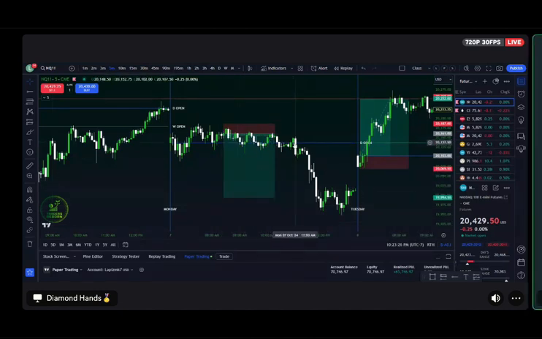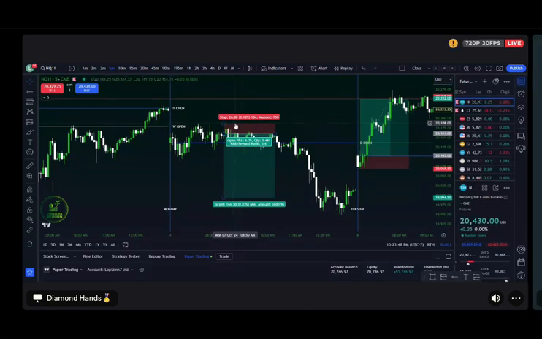So I got my entry somewhere in here. Once we came below this, that was around 11 o'clock. I think some of us took this trade. My entry was around 160.134, I think. And my stop loss was around 104 ticks above the weekly open.